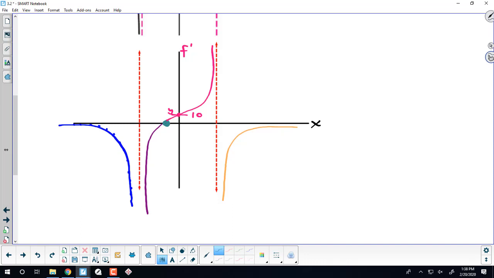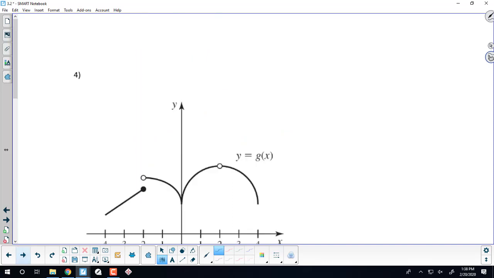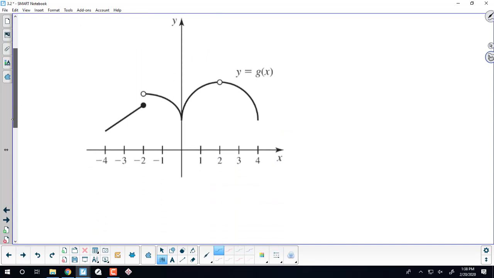So that's, I guess, a reasonably accurate picture of the derivative. Anyone have any questions? All right, final one. Example 4.